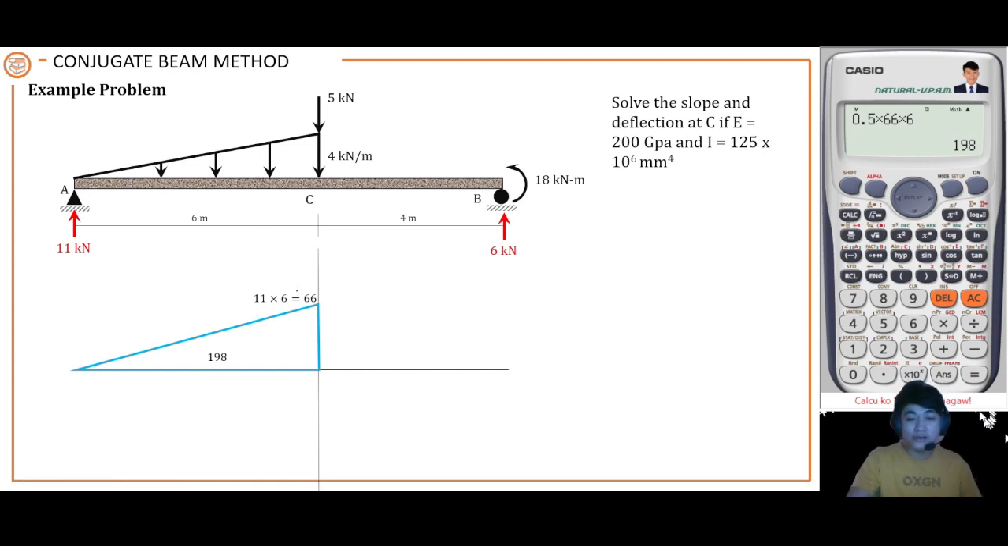Okay, next let's identify the centroid of that triangle. The centroid is 1/3 from your reference line, so that's 1/3 of 6. Let's calculate the value: 1/3 of 6, so the answer is 2. So from this point, that is equal to 2.